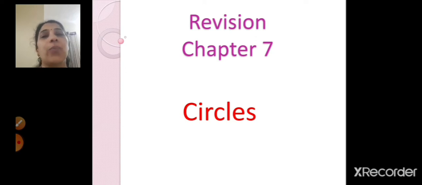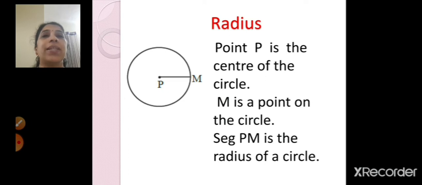So what are the components of a circle, children? Radius, chord, diameter, arc of a circle and circumference of a circle. So let's revise each and every component once again. So first component is radius.